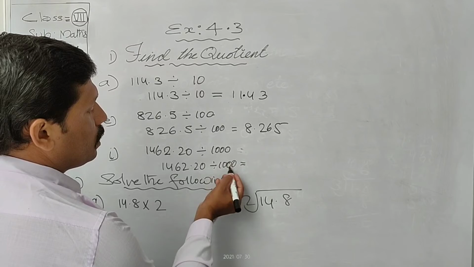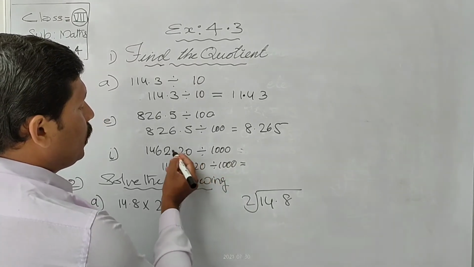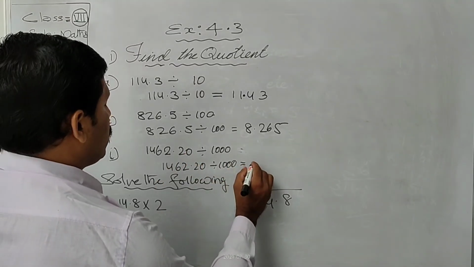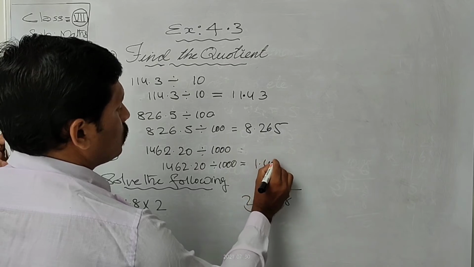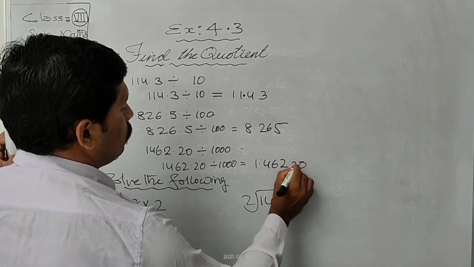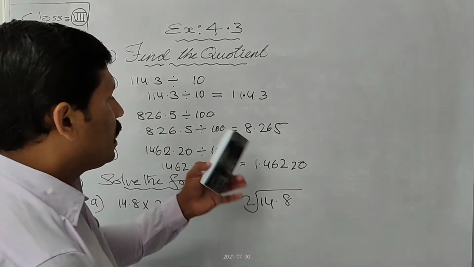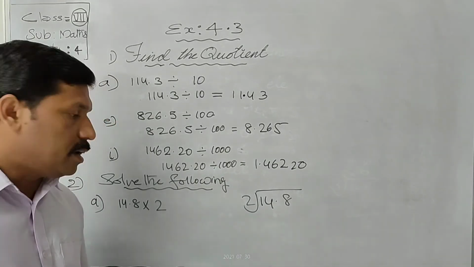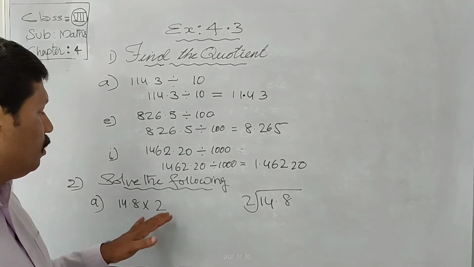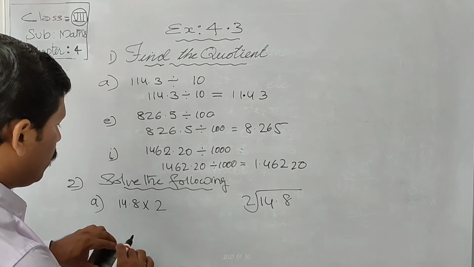And next, 1462.20 divided by 1000. Here it is 1000, so the decimal will shift 3 digits to the left side, therefore it will be 1.46220. So in this way, by the short method, we divide these numbers. And next, division of a decimal number by a whole number.